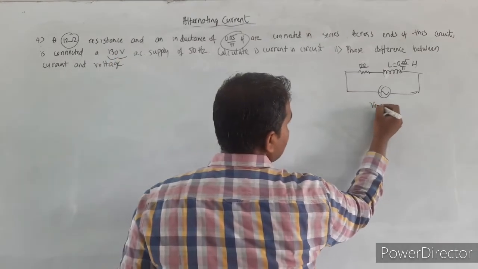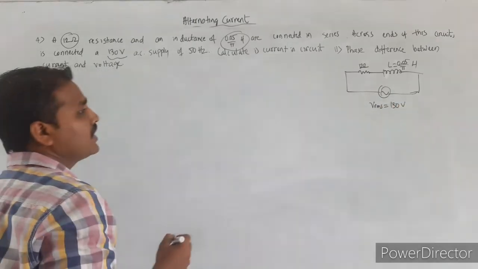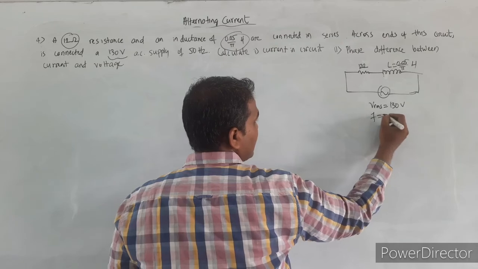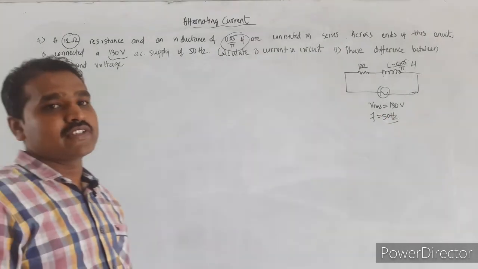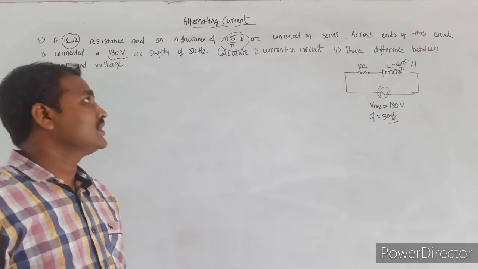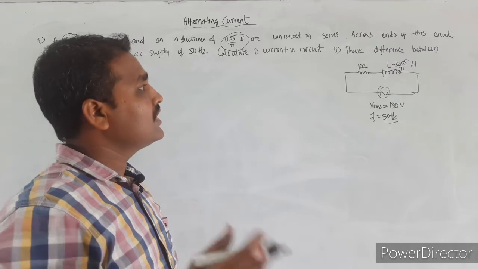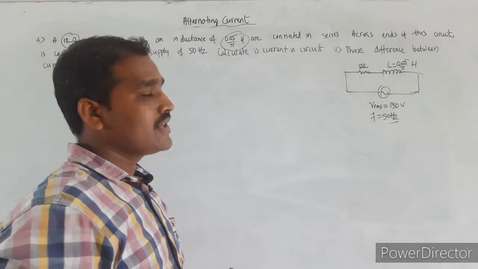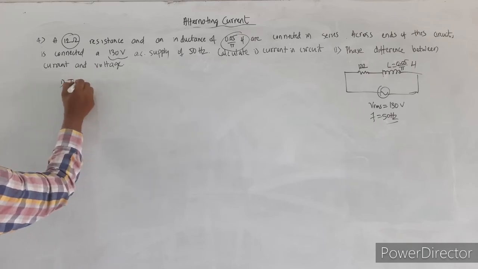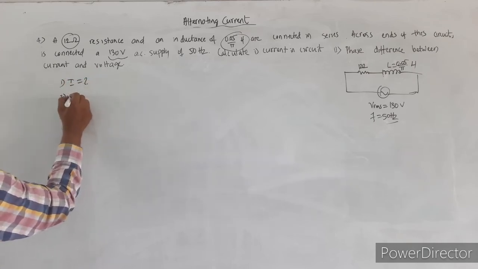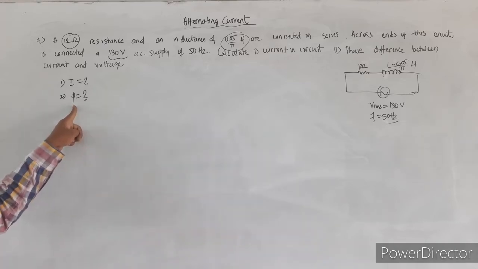Okay, so we have to consider Vrms is equal to 130 volt, and the frequency is given to be 50 hertz. Okay, if the frequency is not given, assume the frequency to be equal to 50 hertz. Yes, calculate number 1 current in the circuit, then we have to calculate what is the phase difference between current and voltage. Okay, we have to calculate the current and the phase angle difference between voltage and current.